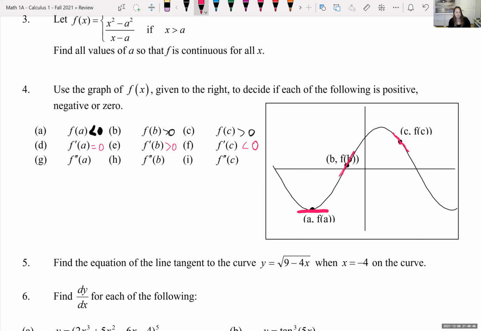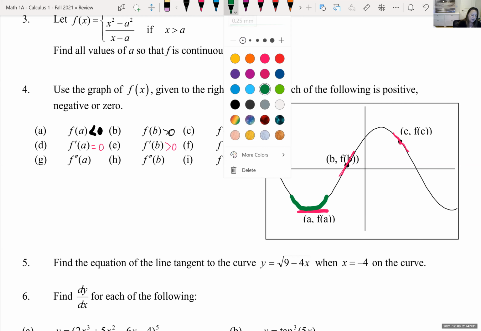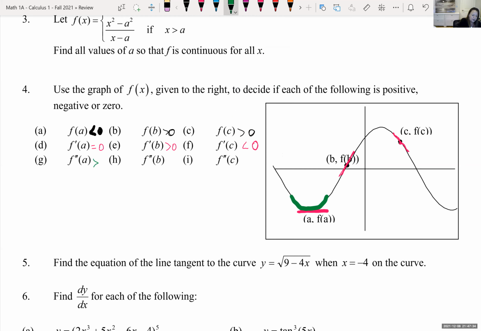So the double derivative, taking the derivative of the derivative, let's see. Let me think about this for a second. So let's look at the concavity here. We are looking at the double derivative at a. If I look at this, notice that this is concave up right there at a. And so if our function is concave up at a point, then it's going to be greater than 0.